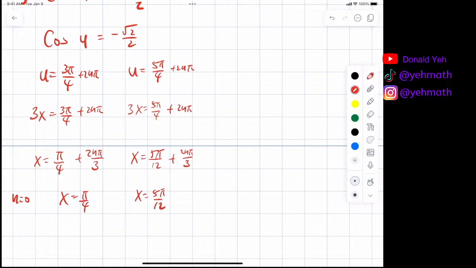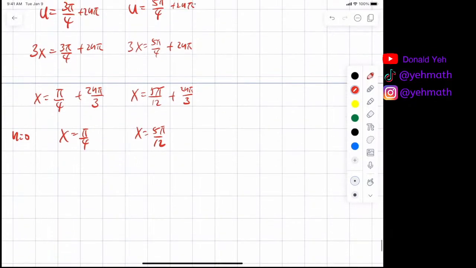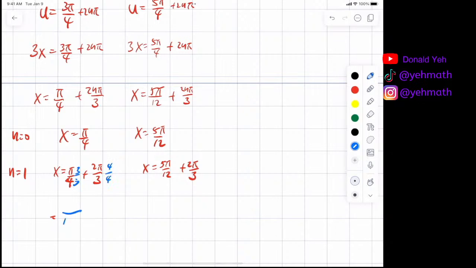Did you guys get the first two answers? Okay. The next six answers depend on how good your fraction adding skill is. So x equal to pi over 4 plus 2 pi over 3. Why? Because n is equal to 1, right? And this one is going to be x equal to 5 pi over 12 plus 2 pi over 3. Oof. I need to learn how to add fractions. So 3 over 3, 4 over 4. 12, 11 pi, 7.